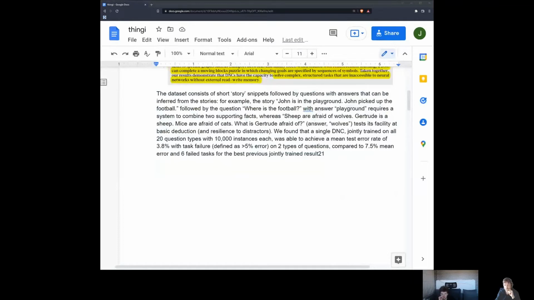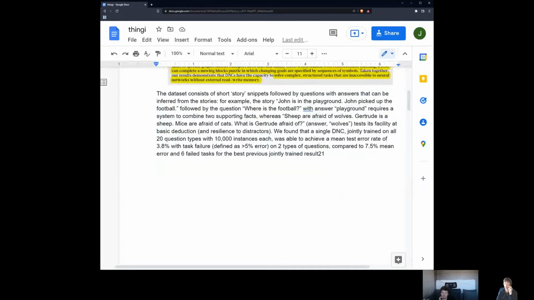But the other one is like, contextually, sheep are afraid of wolves. Gertrude is a sheep. Mice are afraid of cats. What is Gertrude afraid of? So it understands that A is B, therefore B is C. If A equals B and B equals C, then A equals C, basically.